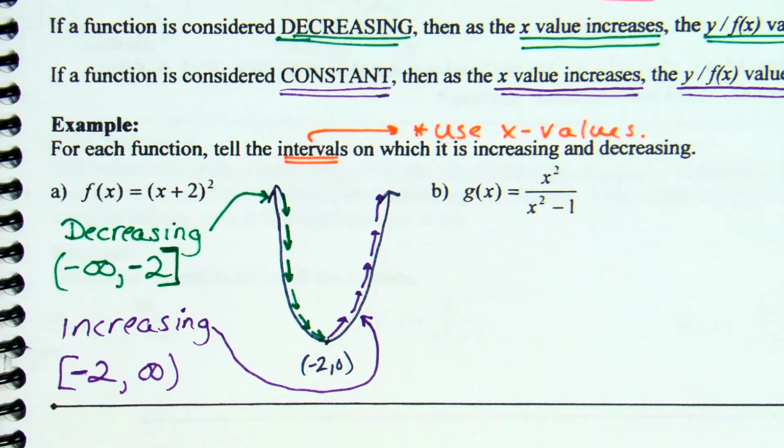Okay, so always remember, it's as we read left to right. As we read left to right, first thing this graph does is go down, and then it hits that low point, and then it turns, it goes up. So there's our increase. We have one decreasing interval, one increasing interval.